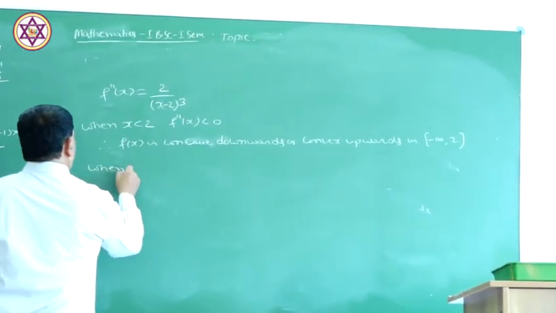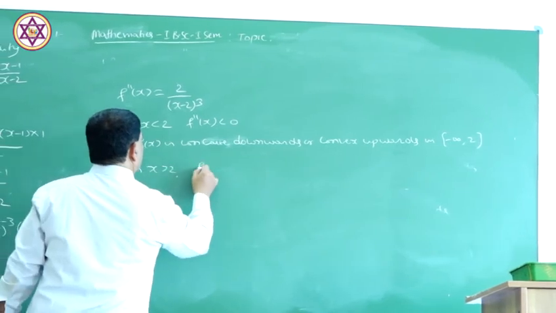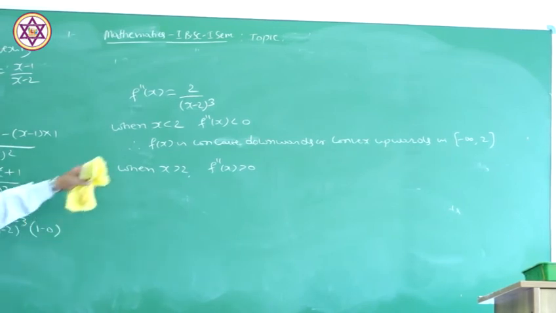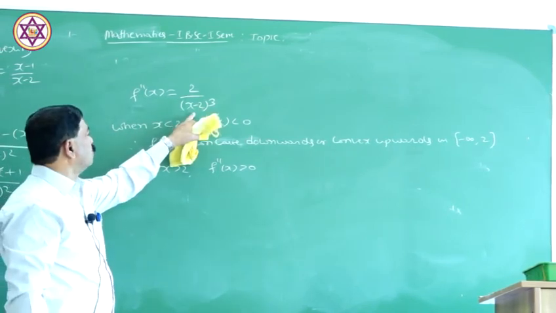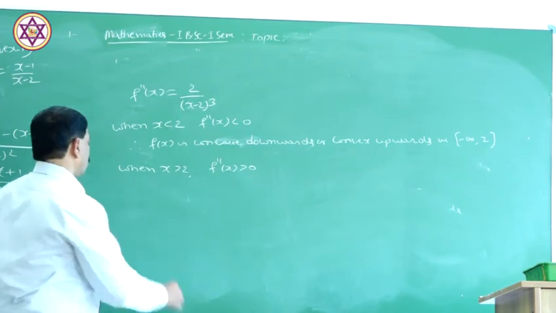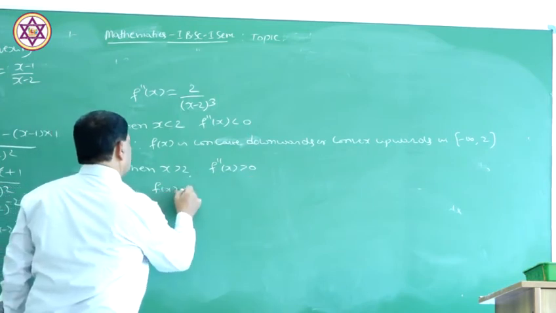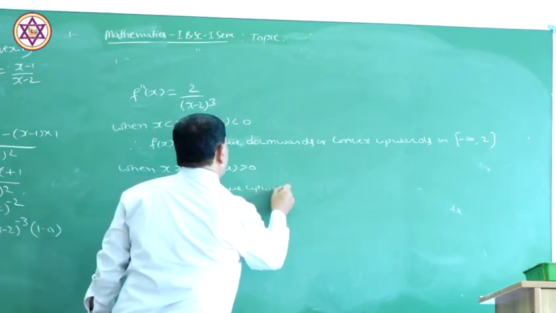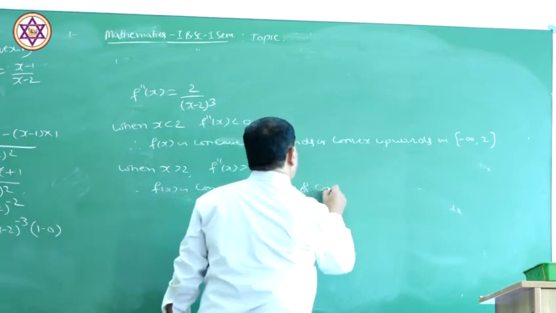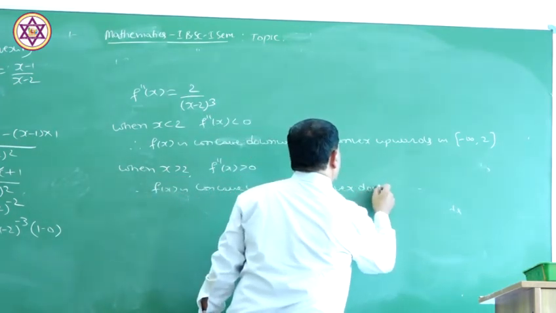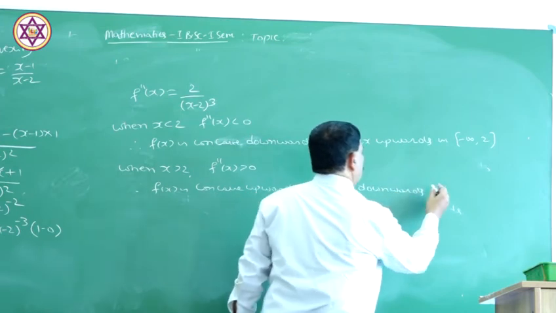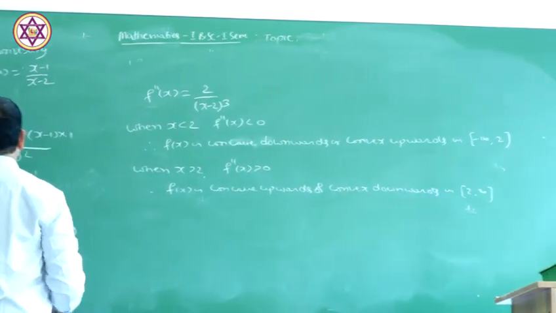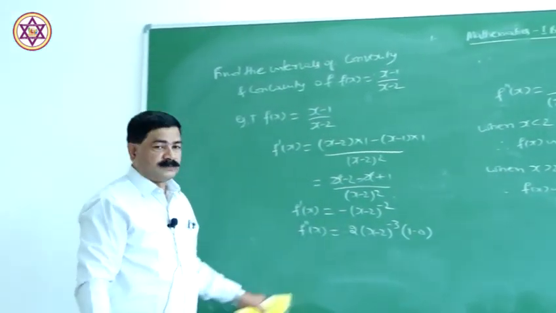Next, when x is greater than 2, f double dash of x is greater than 0. Greater than 2 means if you take 3, positive, 4, positive, so second derivative greater than 0. Therefore f of x is concave upwards or convex downwards in 2 comma infinity. That's all.